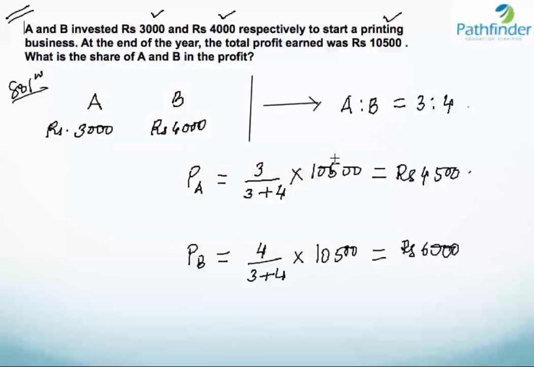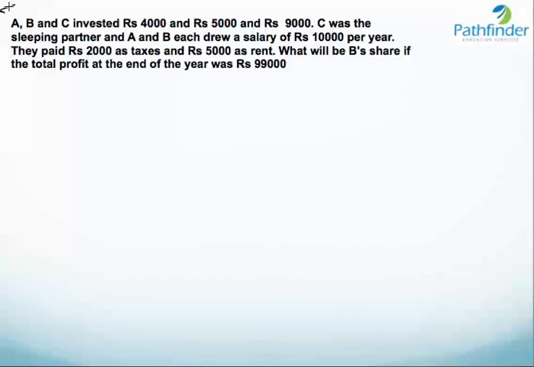So we saw how we can easily calculate the share of profit of A and B in case of a simple partnership. Let us look at another question. So in this question, A, B and C invested rupees 4,000, 5,000 and rupees 9,000. C was the sleeping partner and A and B drew a salary of rupees 10,000 per year, and they each drew the salary for rupees 10,000. They also paid rupees 2,000 as taxes and rupees 5,000 as rent.